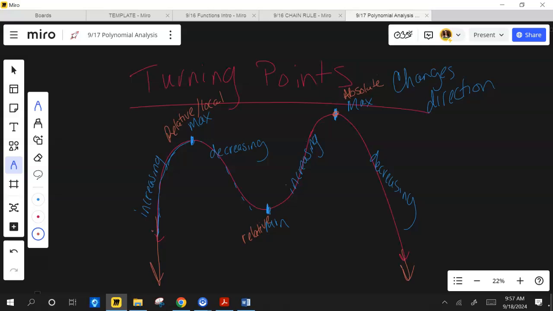All right. What? Yeah, it's a high point. It's a turning point, but it's not the highest point on the graph. Yeah, the second highest.